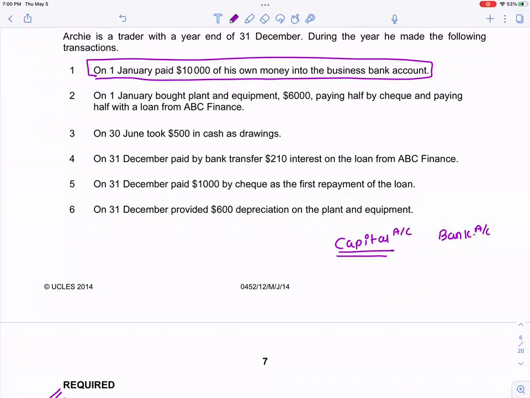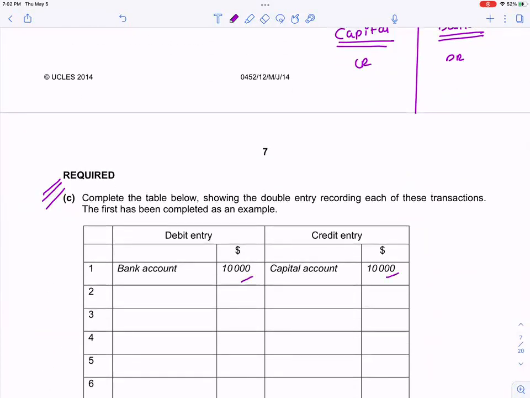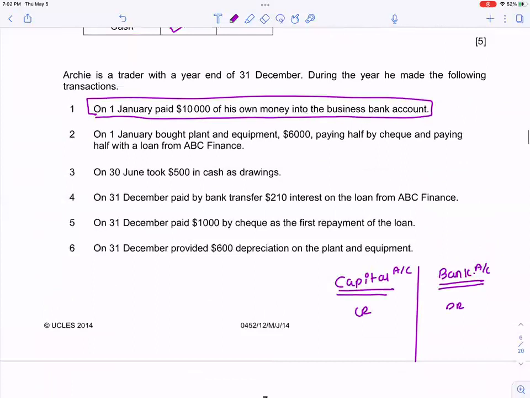Now capital always has what balance? Credit. Capital always has credit balance and drawings will always have debit balance. So what would be the journal entry? The journal entry would be bank debit and capital credit. Yeah. This is the normal standard entry for capital. Come on, read the next one and analyze.